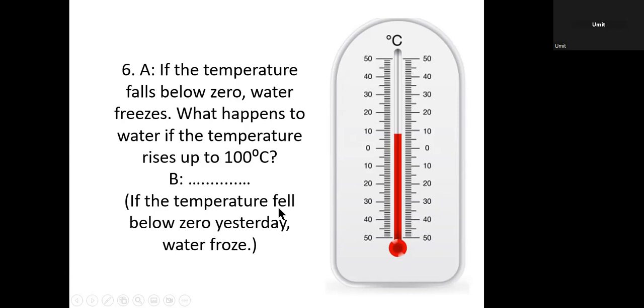If the temperature fell below 0 yesterday. Yes, aren't you sure? Aren't you certain that the water froze? If the temperature fell below 0 yesterday, the water froze. We are certain about this. It's the fact. It's the reality in our world.